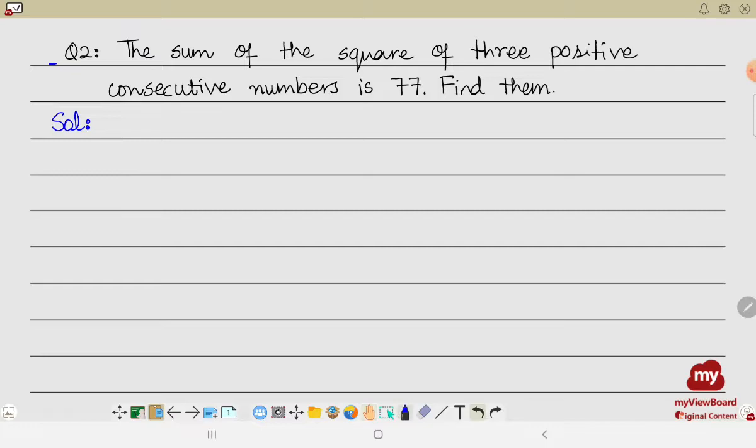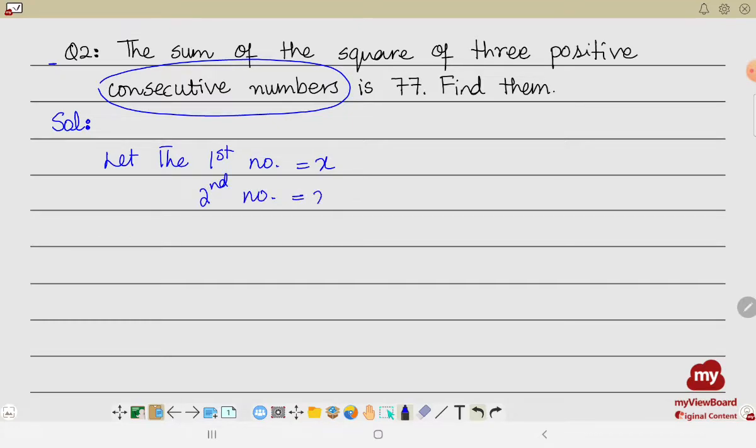Question number 2. The sum of the squares of three positive consecutive numbers is 77. Find them. Now we are supposed to find three consecutive numbers. So we'll write, let the first number be x. What will the next number be? We add 1 to it, so the next number is x plus 1. And for the number after that, we add 2 to x, and we get one more number.